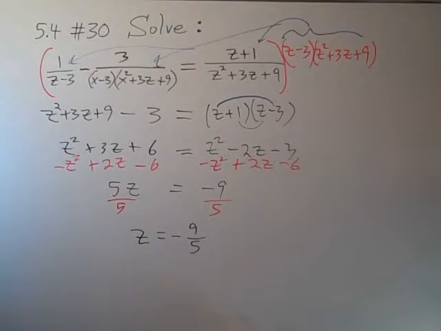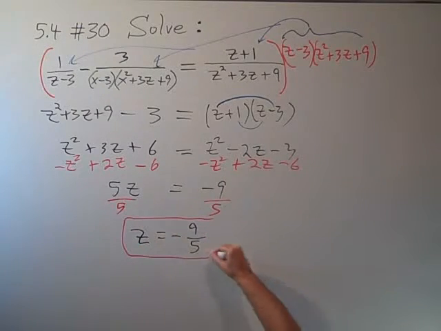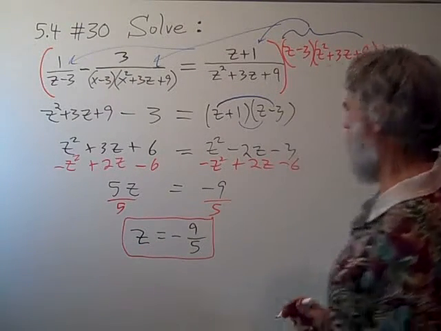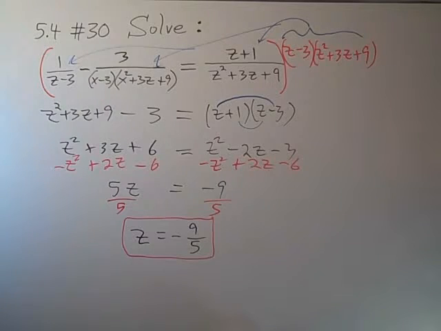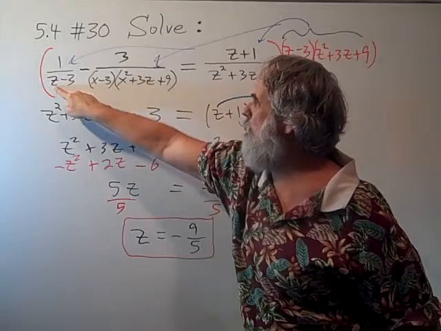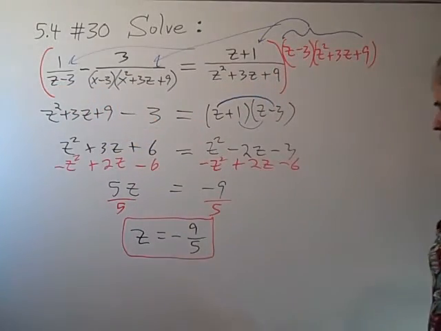That's our solution for this rational equation. And notice that it doesn't make any of the denominators equal to 0 in the original equation. Only z equals 3 would be a problem. And that isn't 3. So it's a valid solution.